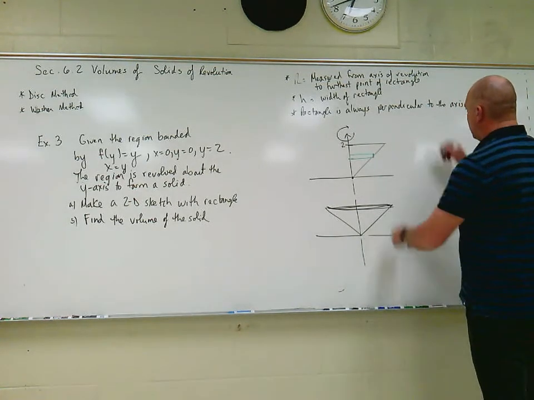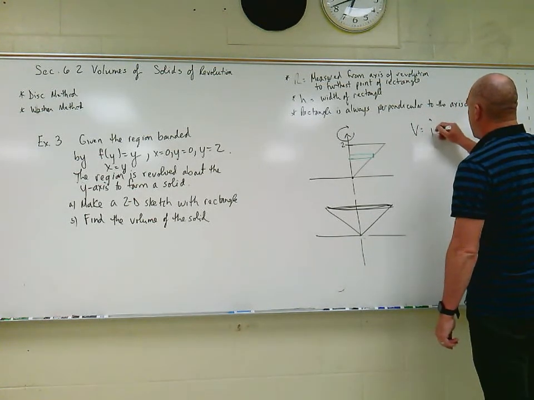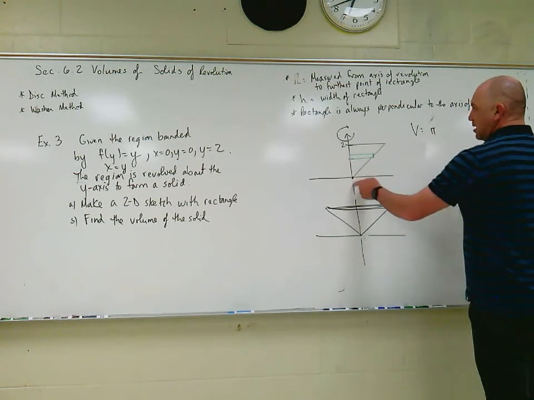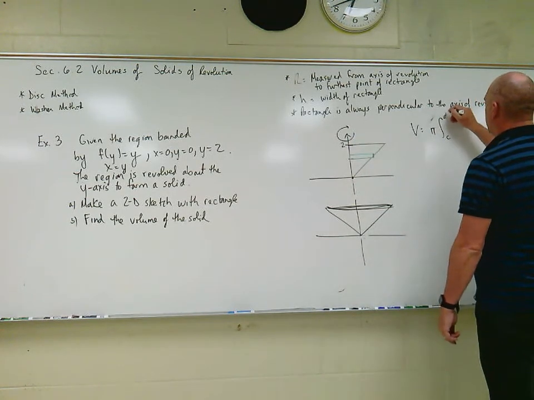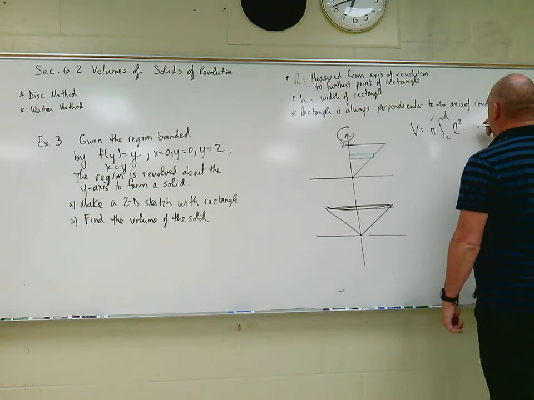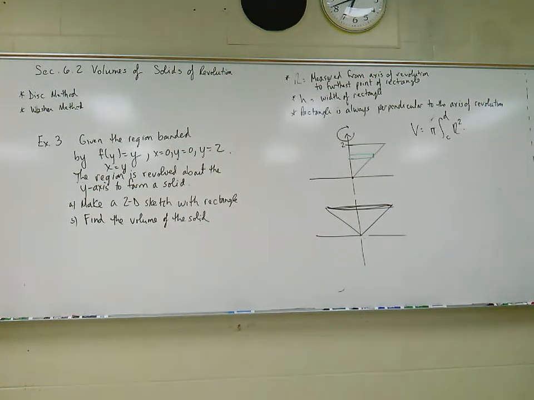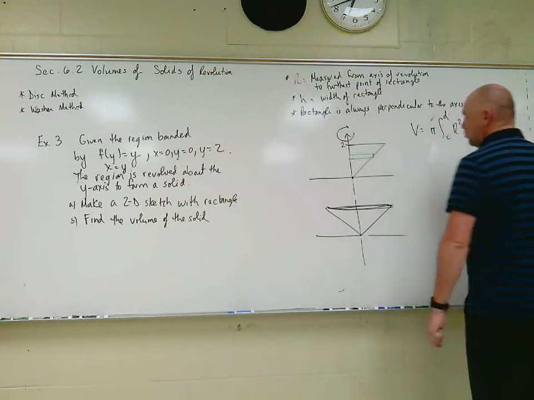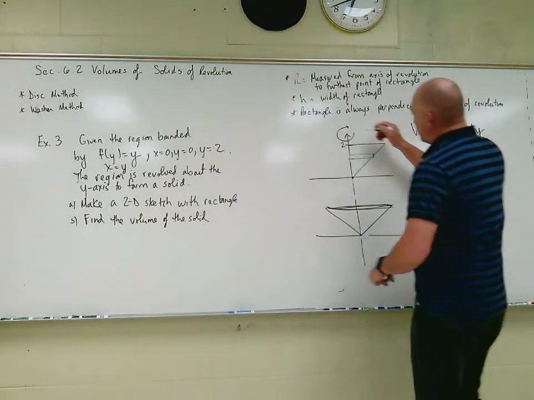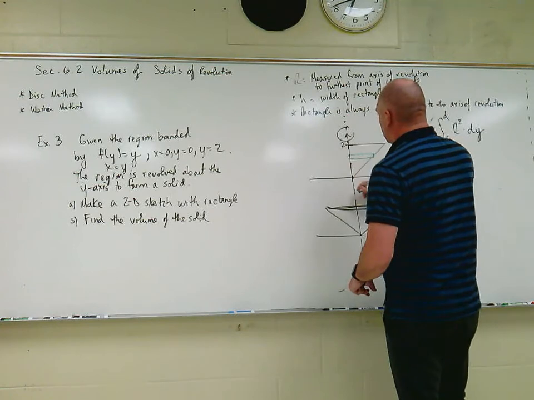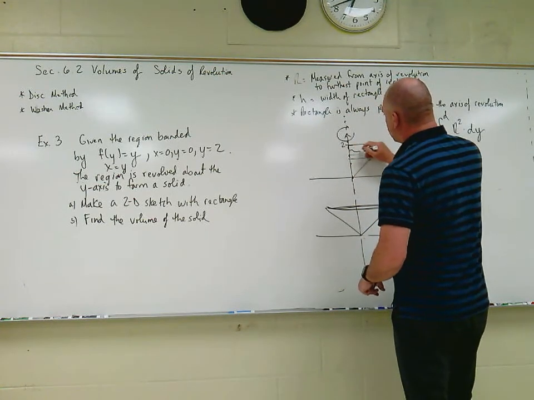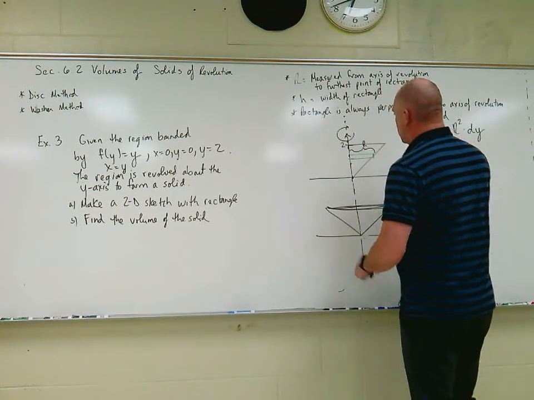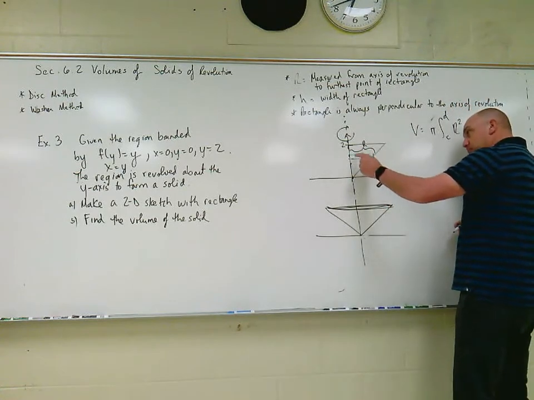All right, so now let's see. Volume is pi. In this case, it's y limits, so I usually do c to d, big R squared, and in this case it's going to be dy, because that's the width of the rectangle. Now, the question is, what's my radius? Your axis of revolution is here, so you always measure your radius from the axis of revolution to the furthest part of the rectangle.